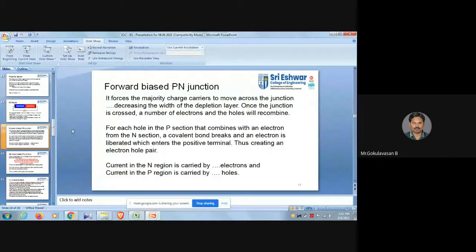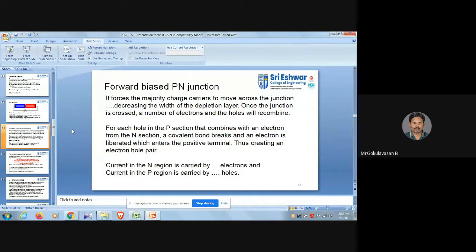Forward biased condition, what happens? It forces the majority charge carriers to move across the junction. Therefore, the width of the depletion layer gets decreased. Once the width of the depletion layer decreases, it allows the current to flow from one region to another region. Or I can say flow of charge carriers will be taking place as the width of the depletion layer is minimized. So current is allowed, which means it will act as a switch.